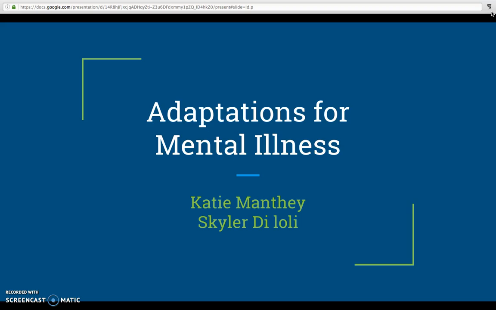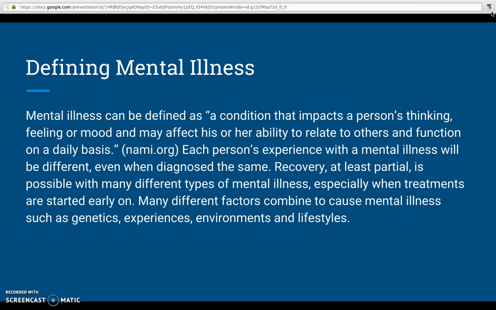I'd like to give you a brief introduction into different adaptations for mental illness. First, to understand adaptations for mental illness, you have to know what mental illness is. It can be defined as a condition that impacts a person's thinking, feeling, or mood and may affect his or her ability to relate to others and function on a daily basis.